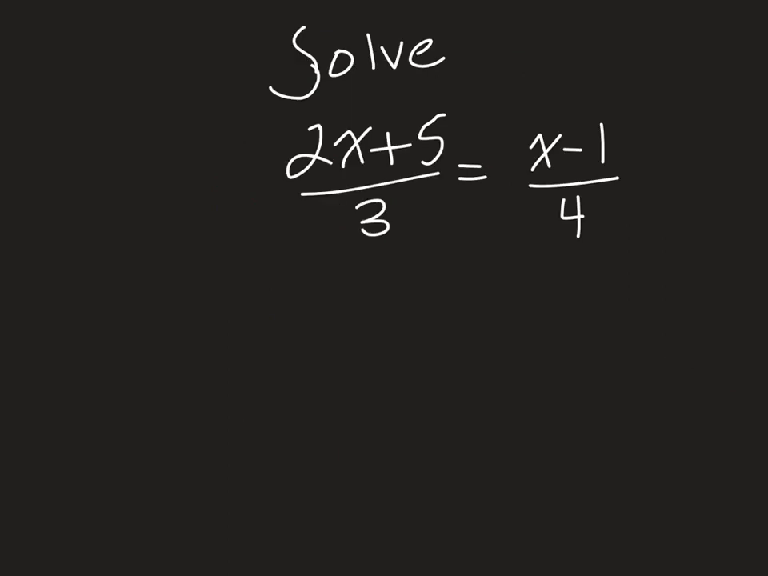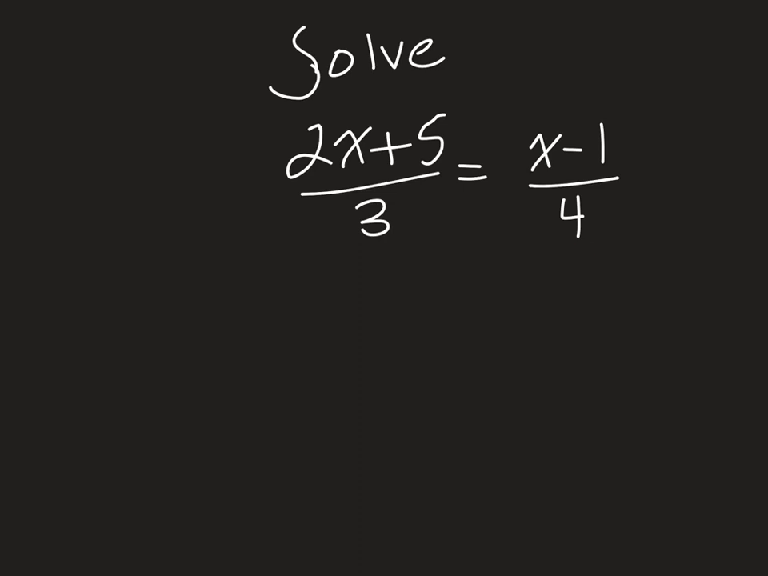In this example, we again have 2 fractions. Notice we have our 1 fraction here and 1 fraction here. The tricky part now is that our 2 fractions are on opposite sides of the equation, or the equal sign. So what I'm going to do is, again, think of the lowest common multiple. The lowest common multiple between 3 and 4 would be 12.